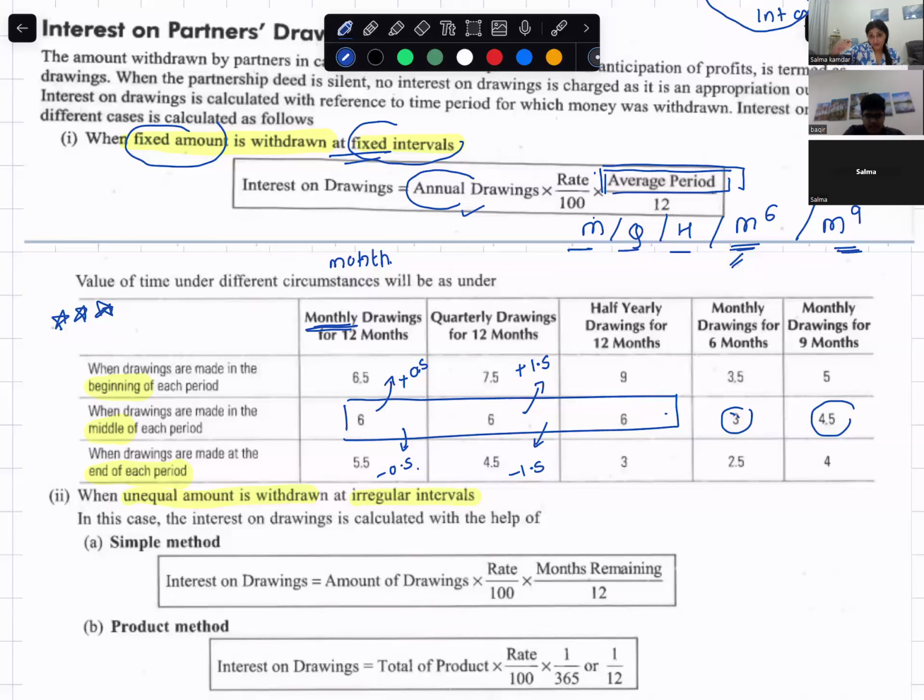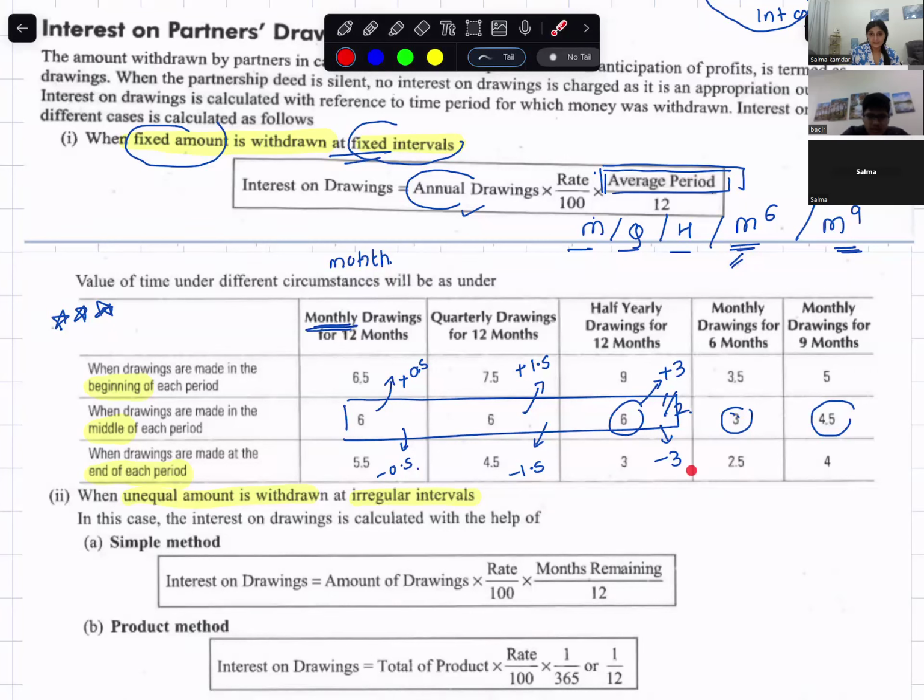Half yearly, half. So you will do this half. Above it is plus 3, below it is minus 3. Monthly, quarterly, half yearly. At the middle of every month, it is always 6. At the beginning of every month, it is plus 0.5, plus 1.5, plus 3. At the end of every month, it is minus 0.5, minus 1.5, and minus 3.